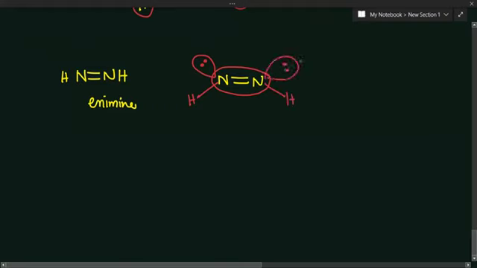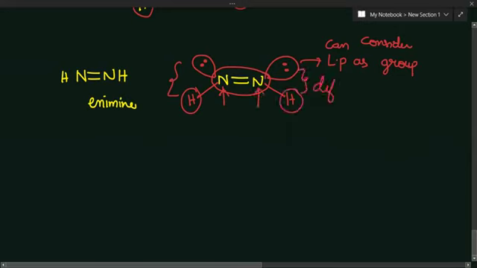So I want to add one point. You can consider a lone pair as a group. Now this nitrogen has two different groups. These two are different. And this nitrogen also has two different groups. These are different. So therefore, this compound can also show geometrical isomerism.